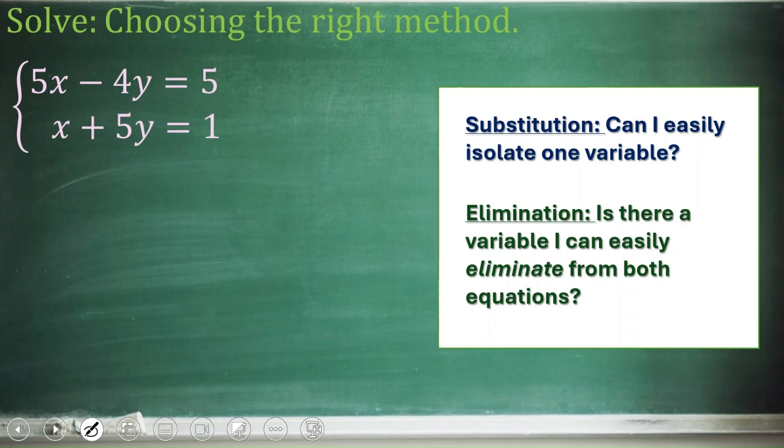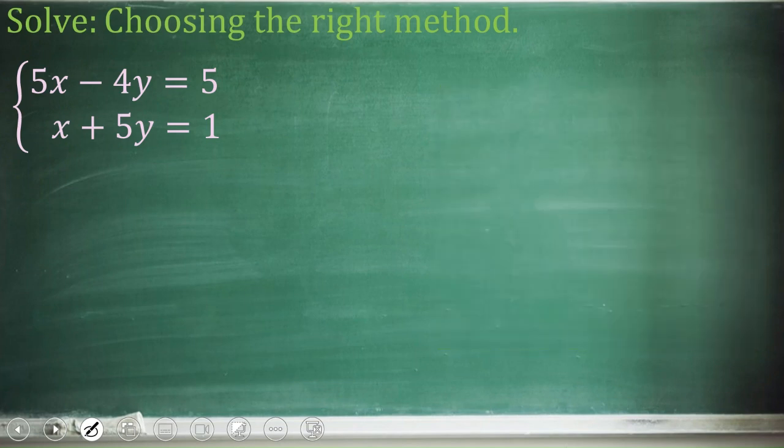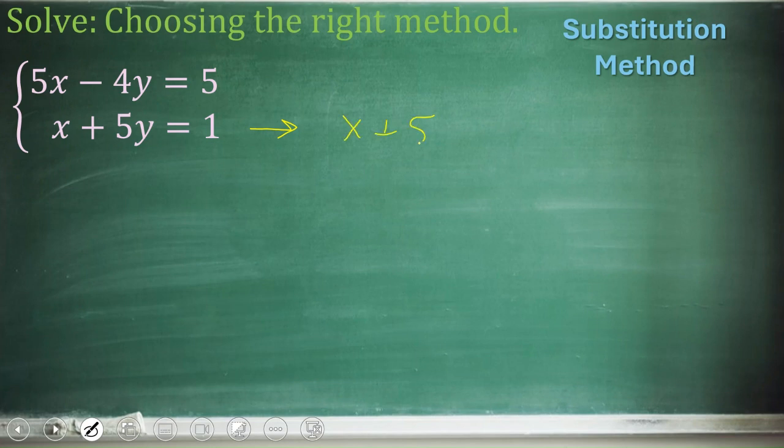So let's go ahead and work through each of these methods, and you can choose for yourself which method you find easiest. I'm going to start by doing substitution. When I do that, I'm going to take the second equation and get x right here by itself.